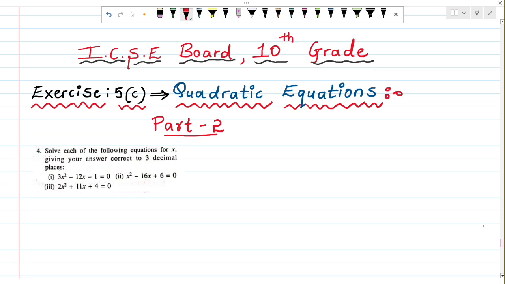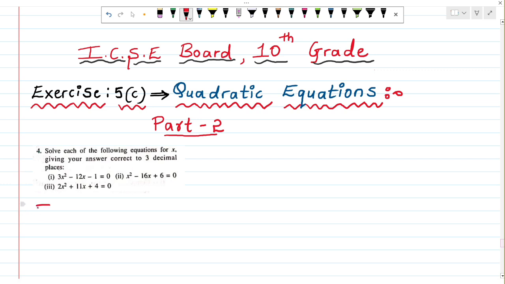So in today's class, we are going to discuss ICSE Board 10th grade chapter 5, that is quadratic equations. In the previous video, we saw exercise 5C part 1. Now we are going to discuss exercise 5C part 2, and it will start from the fourth equation. So what is the fourth equation here? Solve each of the following equations for x. So we have to solve the quadratic equation and find the values of x.